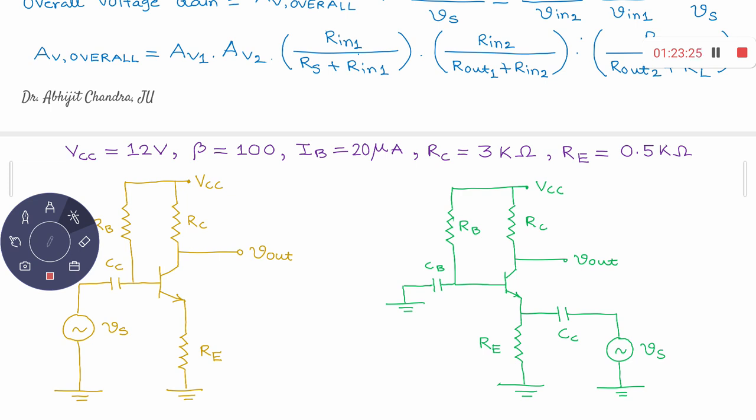Second. gmRC if this is grounded. If it is not grounded, then minus RC upon RE. RC is given as 3 kilo ohms, RE is given as 0.5 kilo ohms. So 6, minus RC upon RE. Okay. Second stage, common base stage.